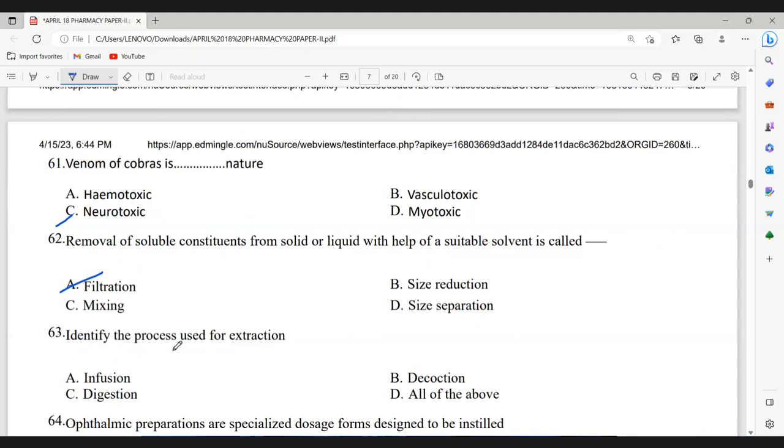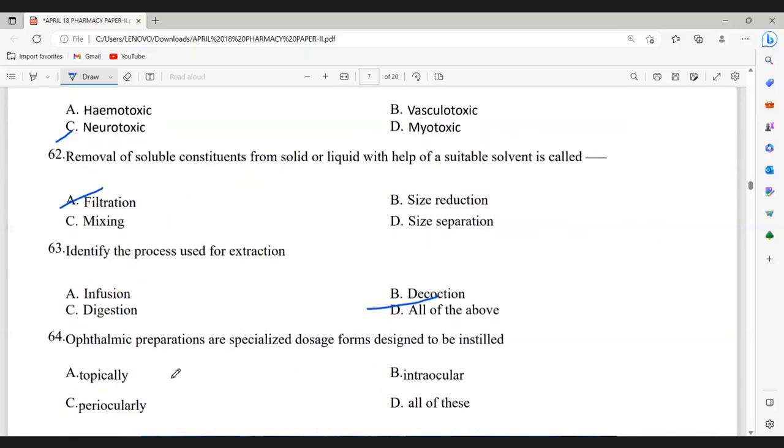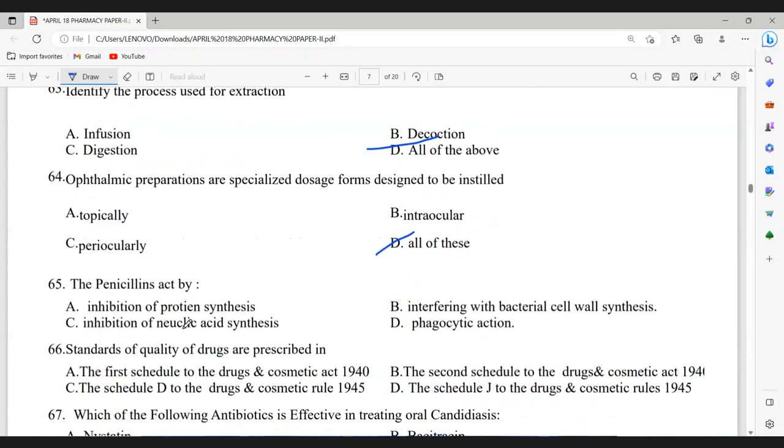And 63, identify the process used for extraction, and all the above. Then 64, ophthalmic preparations are specialized dosage forms desired to be instilled, topical, intraocular, periocular. Option D is correct. 65, penicillins act by inhibiting the cell wall synthesis. Here option B is correct.